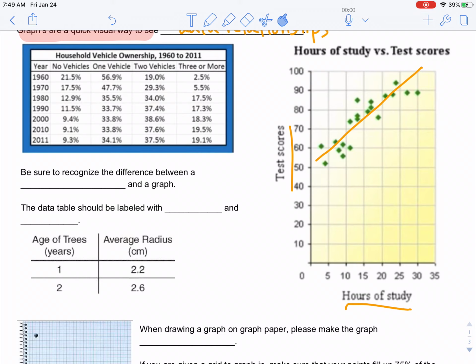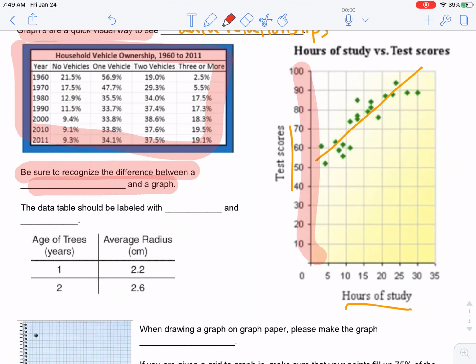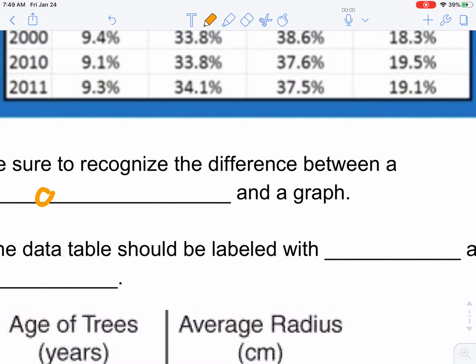All right, be sure to recognize the difference between a data table and a graph. This up here is a data table. This is a graph. Just make sure that you know how to tell the difference between a data table and a graph. Data table.